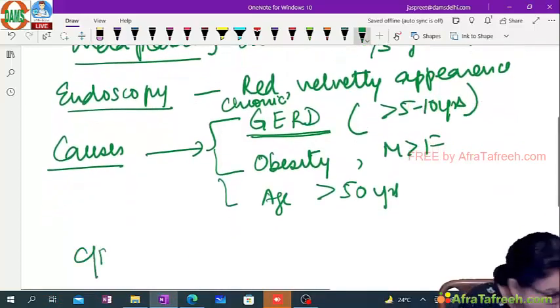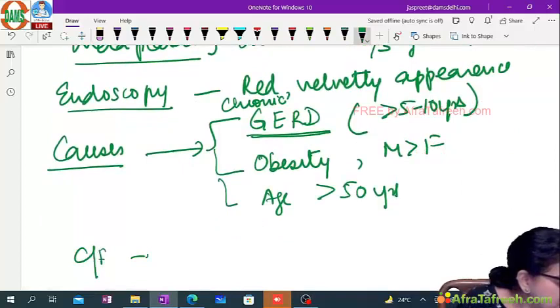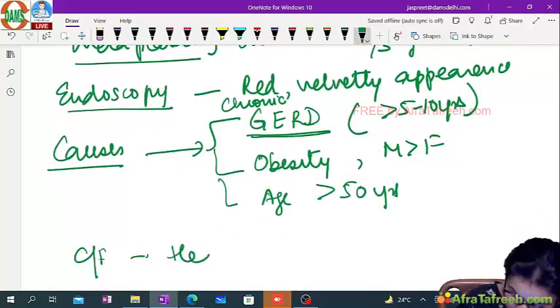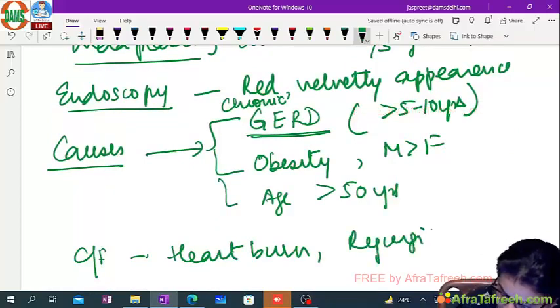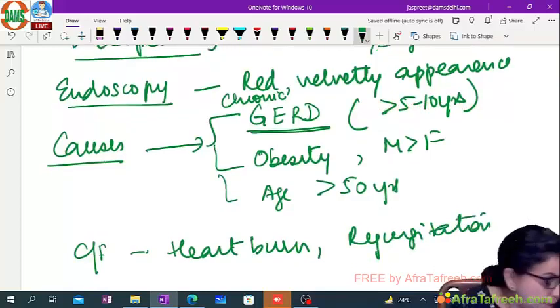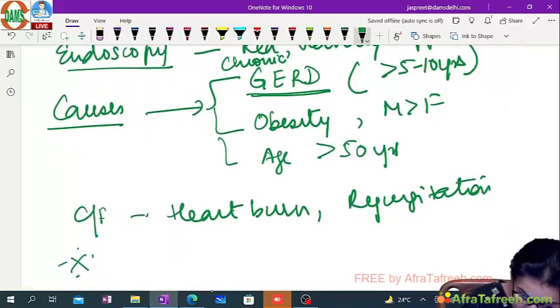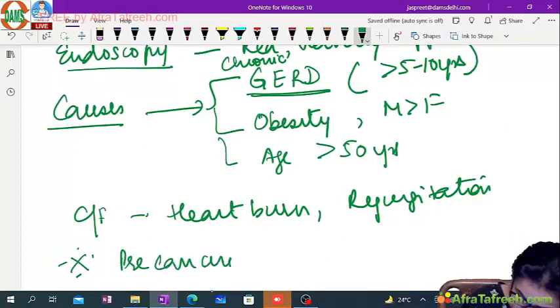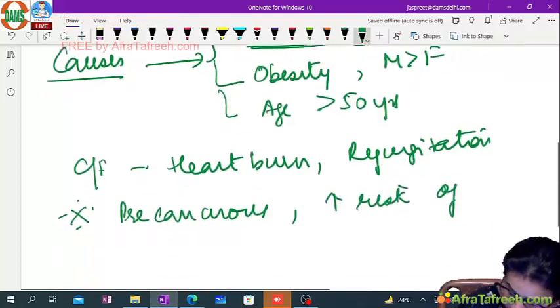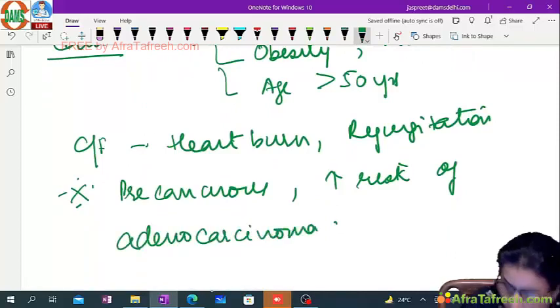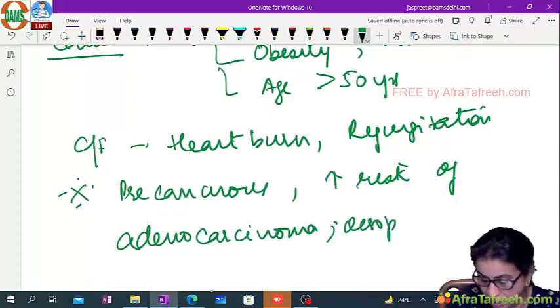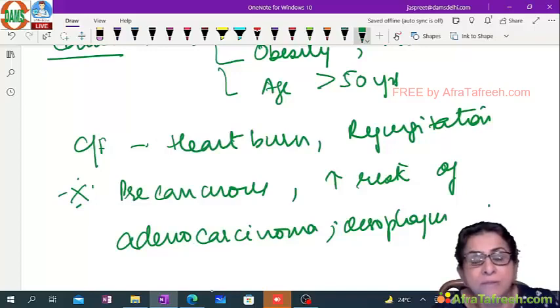Clinical features: what does the patient come with? The patient will present with heartburn and regurgitation. And now the last very important point: Barrett's esophagus is a precancerous condition. These patients are at increased risk of developing adenocarcinoma of the esophagus. So this is about Barrett's esophagus.